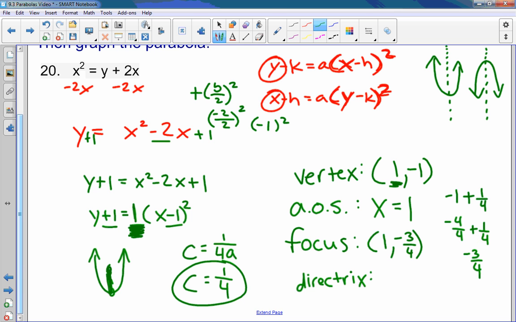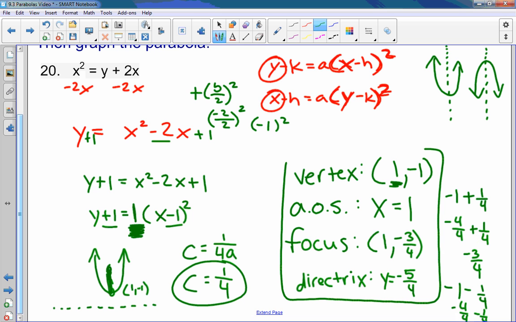Now I have to go 1/4 away from the vertex, but in the opposite direction. So since this was (1, -1), I have to go down 1/4, which means I'm going to be subtracting 1/4. Need a common denominator in order to add and subtract fractions. So I end up getting y is equal to -5/4. This is everything that we will need.